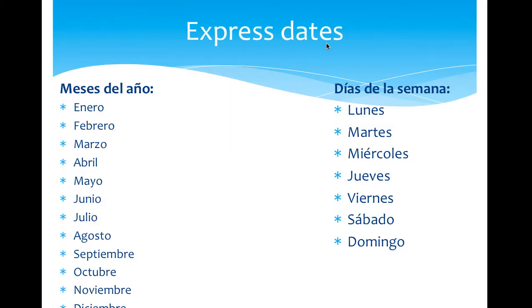Expressing dates in Spanish. So we see here los meses del año, the months of the year. Enero, febrero, marzo, abril, mayo, junio, julio, agosto, septiembre, octubre, noviembre, diciembre. Y acá tenemos los días de la semana. So the days of the week. Lunes, martes, miércoles, jueves, viernes, sábado, domingo.